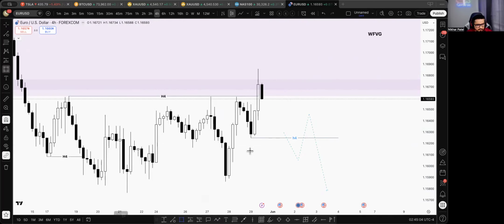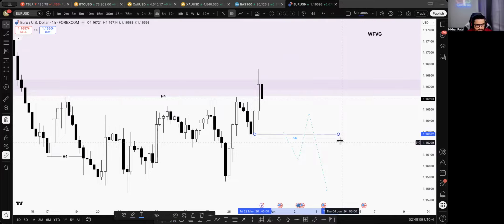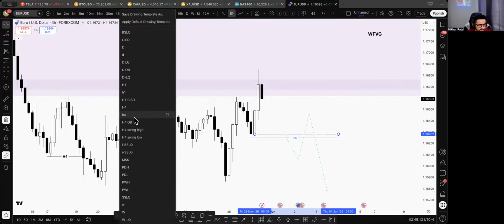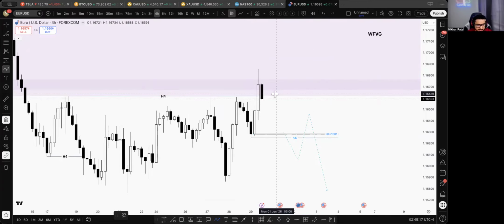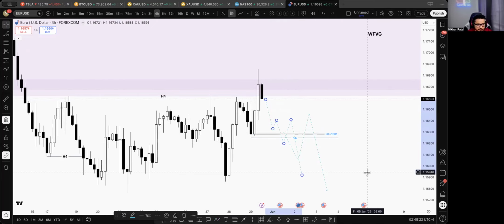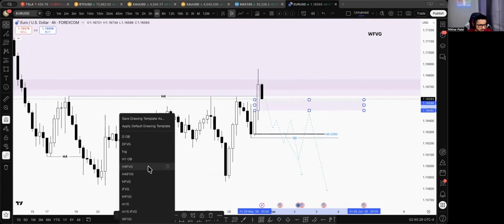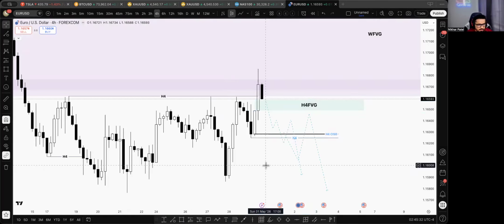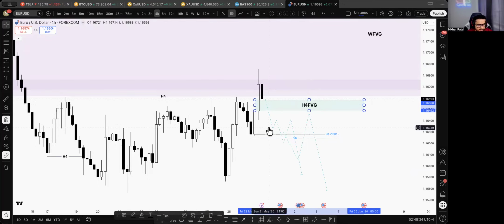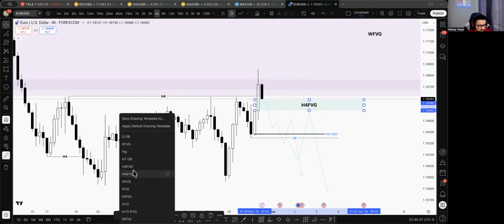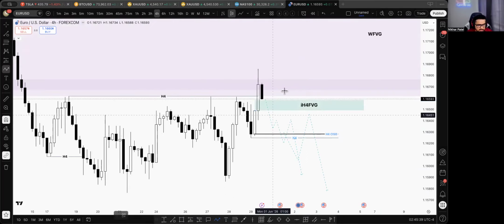Or if there is an H4 change in the state of delivery, which is H4 OB, then I can start taking slightly riskier trades to the downside. The most risky trade, which I don't advise, is we can also look for a short opportunity right at this H4 FVG once it gets converted into an H4 IFVG.